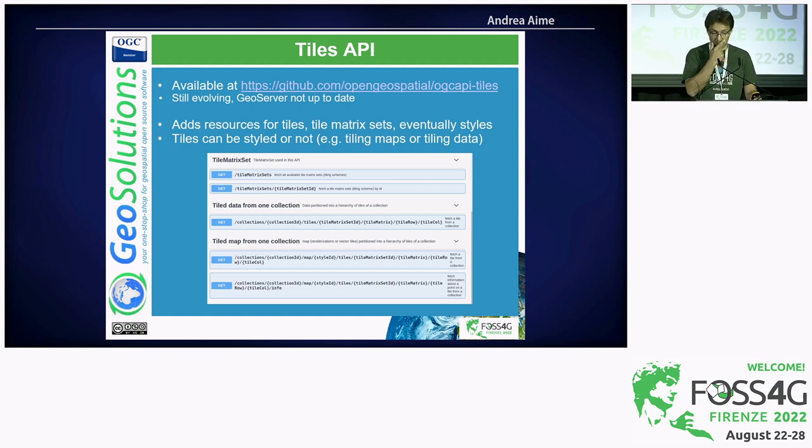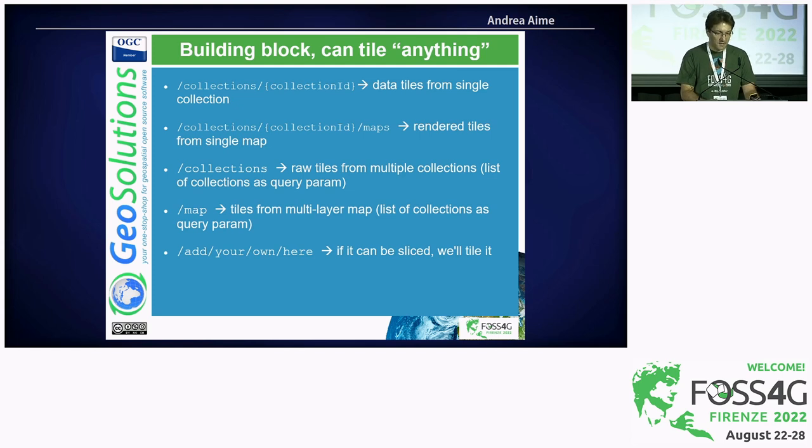When it comes to tiles, we have OGC API tiles, which is the successor of WMTS, and you have as resources the usual suspects, so the tile matrix sets, and then for every layer, the tiles. Again, it's a building block. It can tile anything. So we can tile a collection, but we can also tile a map. But we can also tile data and get vector tiles. Or we can tile coverages and get raster tiles.